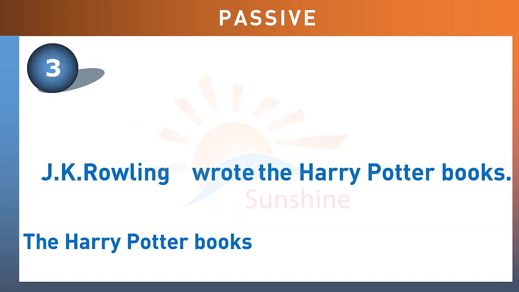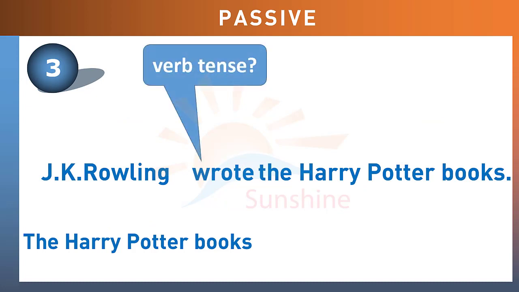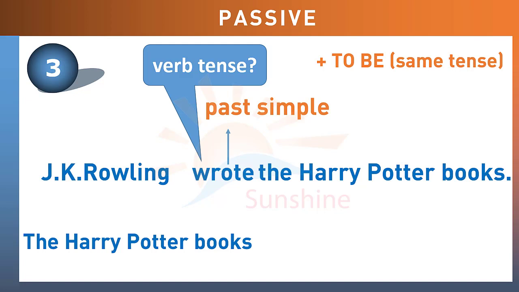Step 3 is to identify the verb tense. The verb here is wrote, and the tense is past simple. So now, we need to add into our sentence the verb to be in the same tense as the verb in the active sentence. Here, this is were. We use were instead of was because the Harry Potter books is plural. There is more than one book.